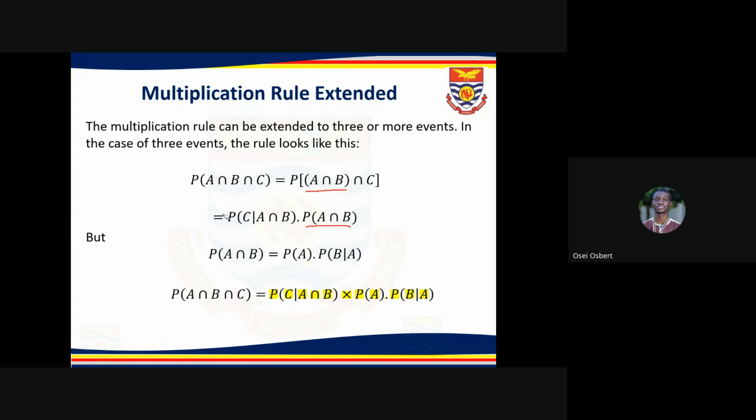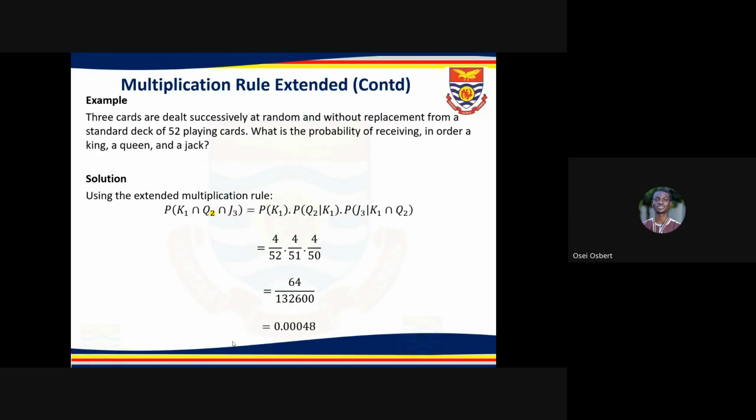Please, let's put that formula down, because that's what we are going to use. Here we have 3 different events. I hope we've put that formula down. Having done that, we have the probability of a king, the probability of a queen, and the probability of a jack.